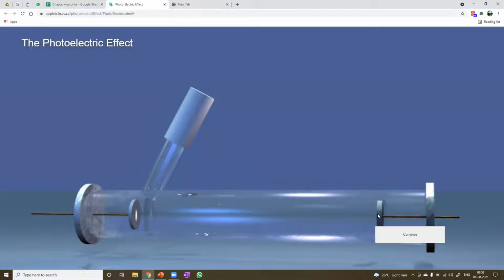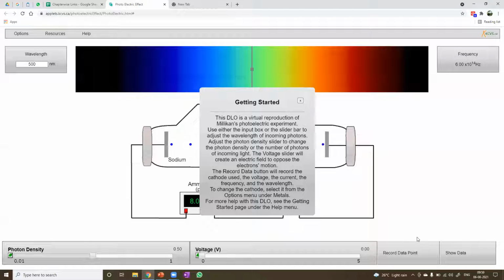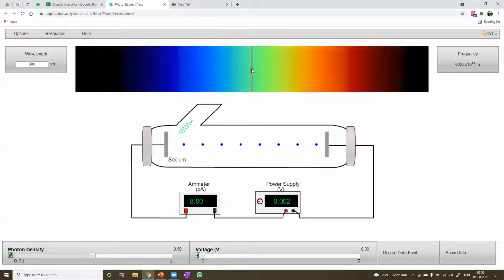Are you looking at this screen? Is this screen visible to you? Photoelectric effect, blue color. Okay, let's continue. Sure. First, let us have a very low frequency.